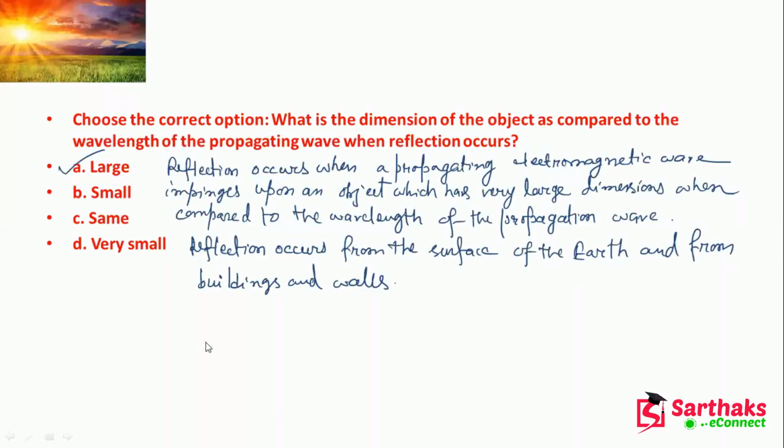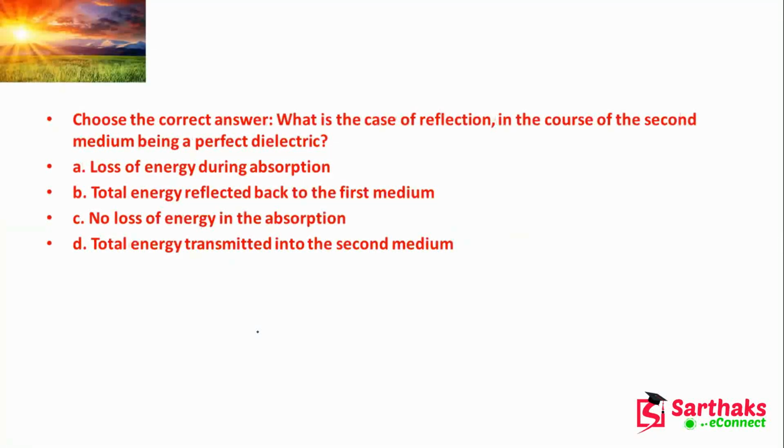Next question. Choose the correct answer. What is the case of reflection in the course of second medium being a perfect dielectric? So here, loss of energy during absorption, total energy reflected back to the first medium, no loss of energy in absorption. This is the correct answer.